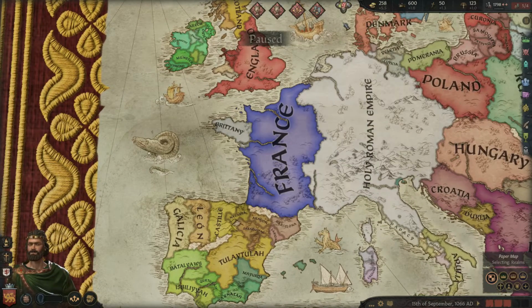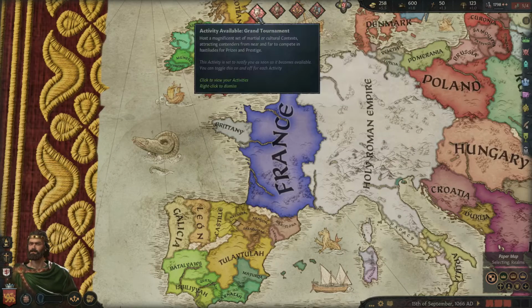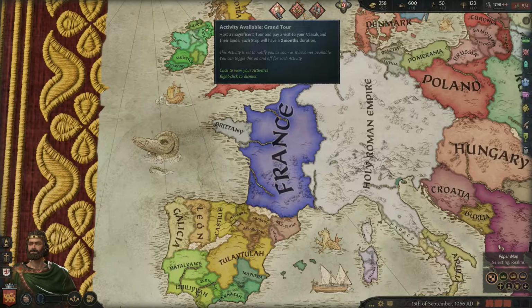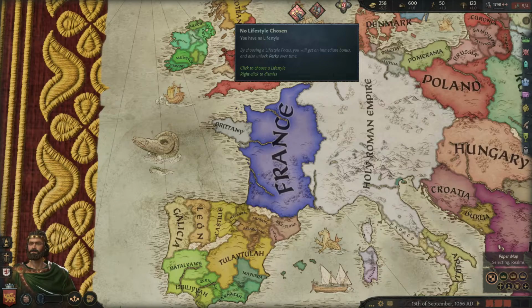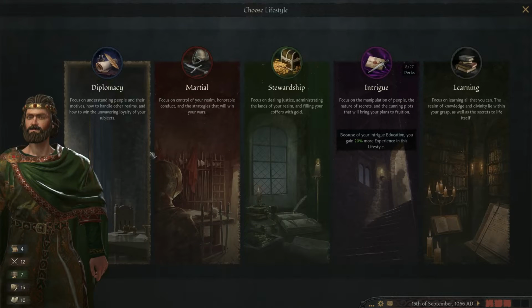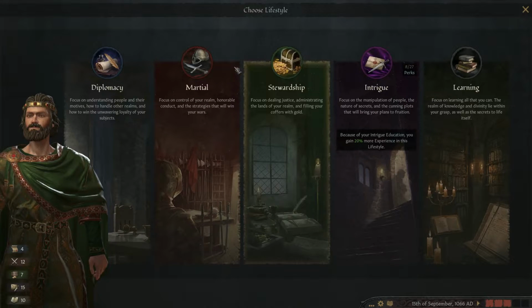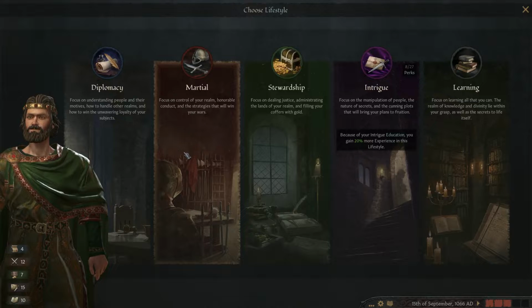Now up here we have a few things. What do these mean? Well, just hover over it, it will tell you. You've got activity available, Grand Tournament, you can right click to get rid of it. Grand Tour available, right click to get rid of it. Now here we have a lifestyle. A lifestyle is, again, where you can pick from all of the perks. You've got your stewardship, martial, diplomacy, and what have you here. You can pick which ones.